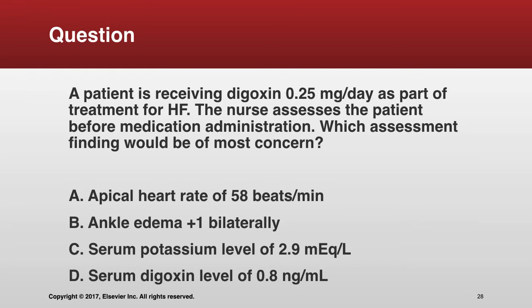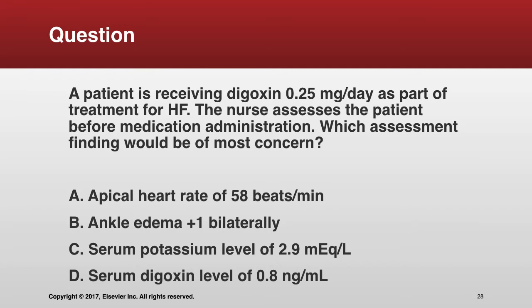Another question. A patient is receiving digoxin 0.25 milligrams per day as part of treatment for heart failure. The nurse assesses the patient before medication administration. Which assessment finding would be of most concern? A, an apical heart rate of 58 beats per minute; B, ankle edema of 1 plus bilaterally; C, serum potassium levels of 2.9 milliequivalents per liter; or D, a serum digoxin level of 0.8 nanograms per milliliter.